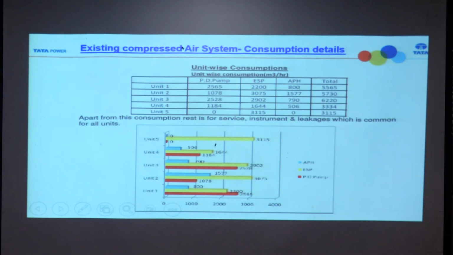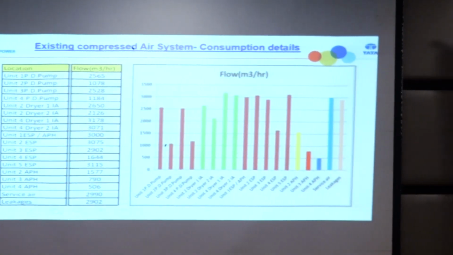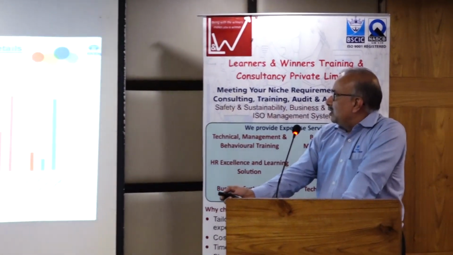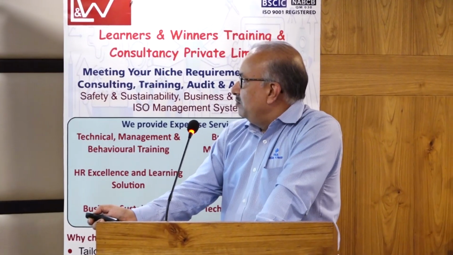So apart from this consumption, the rest of the installed capacity is used for the service air and instrument air, and there are many air leakages, which is very common for all the other units. So this is our compressed air system, the consumption details in a graphical form.